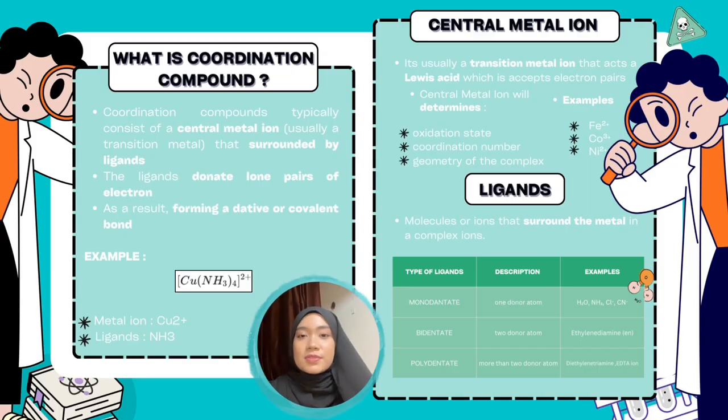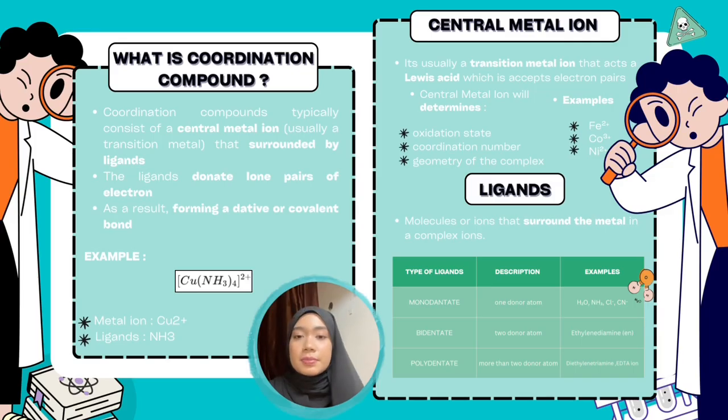Now, let's move on to the ligands. Ligands are molecules or ions that surround the central metal ion in a coordination compound. They must have at least one lone pair of electrons to donate to the metal. Ligands can be classified based on the number of donor atoms they use to bond with the metal. First, monodentate ligands donate one donor atom. An example is water.